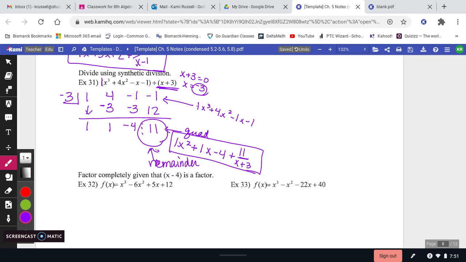Okay, we could do the same thing using long division. And in a couple of the classes yesterday, I did do that. So I did this one with the long division. Okay, and we got the same thing. We had that factor or a remainder of 11.